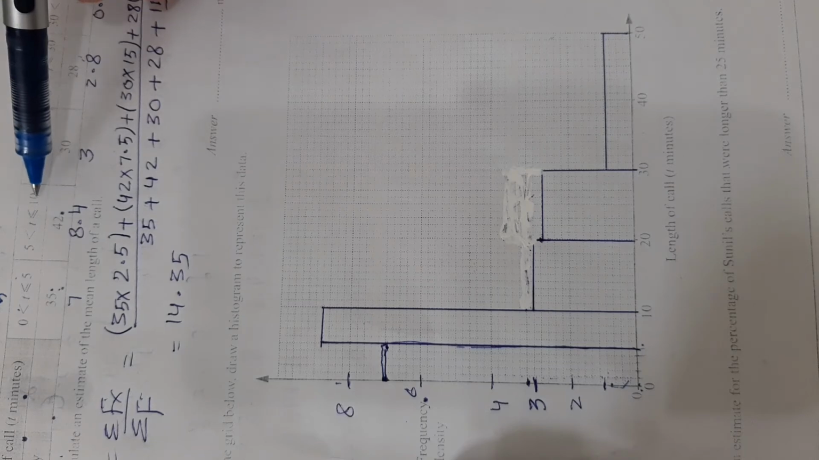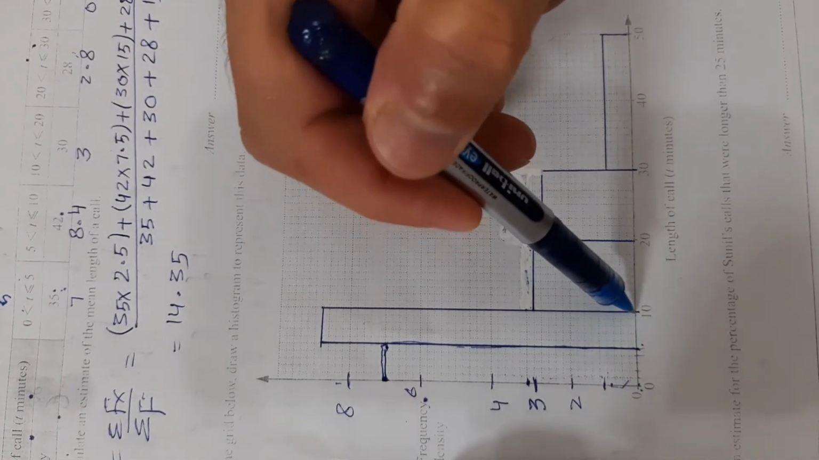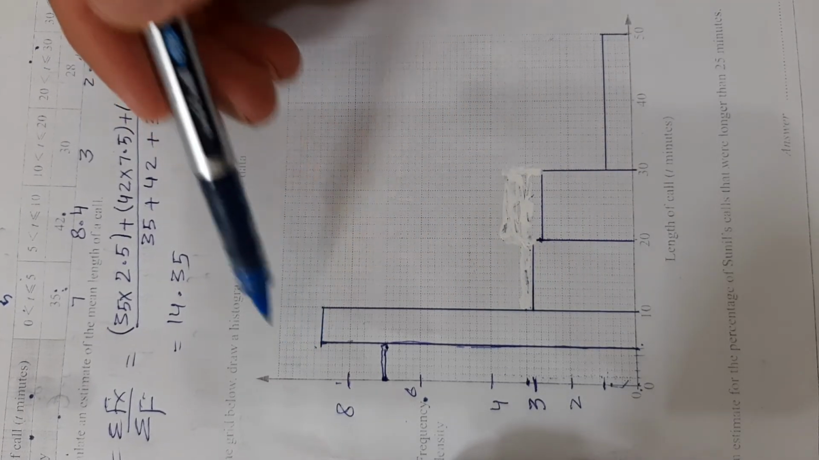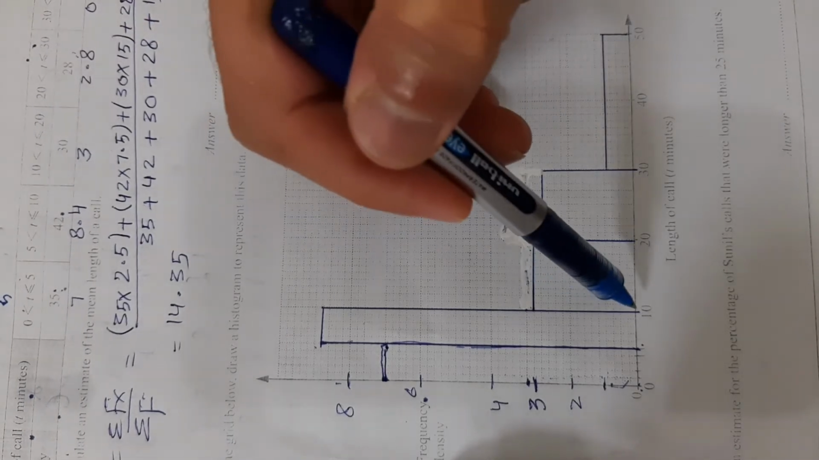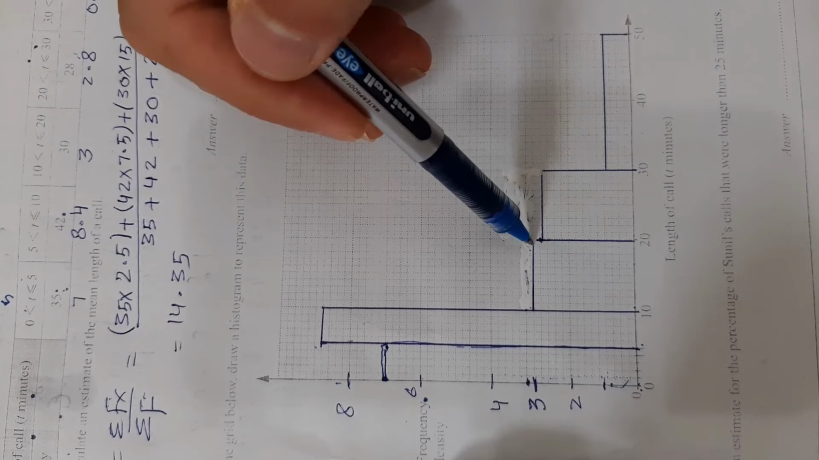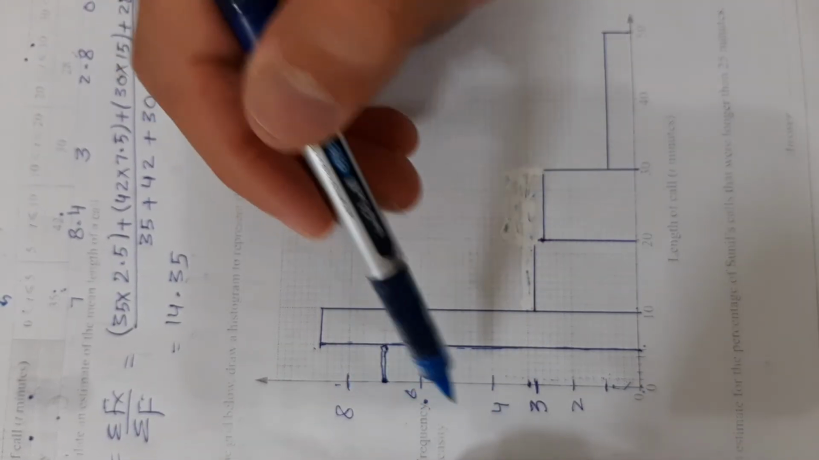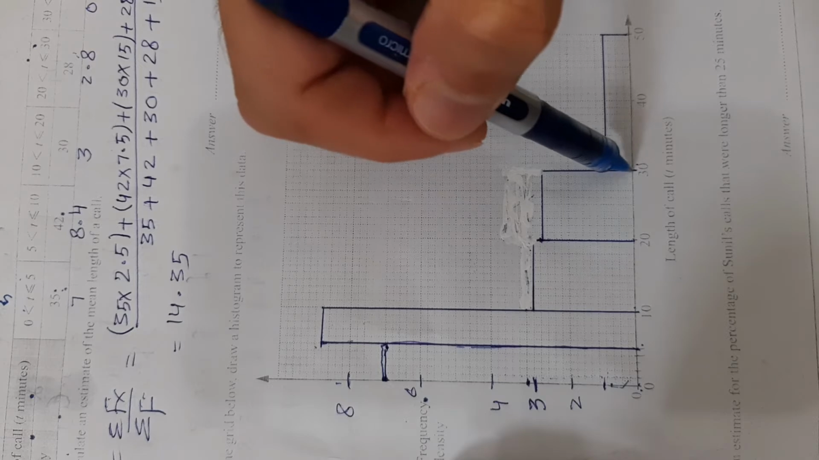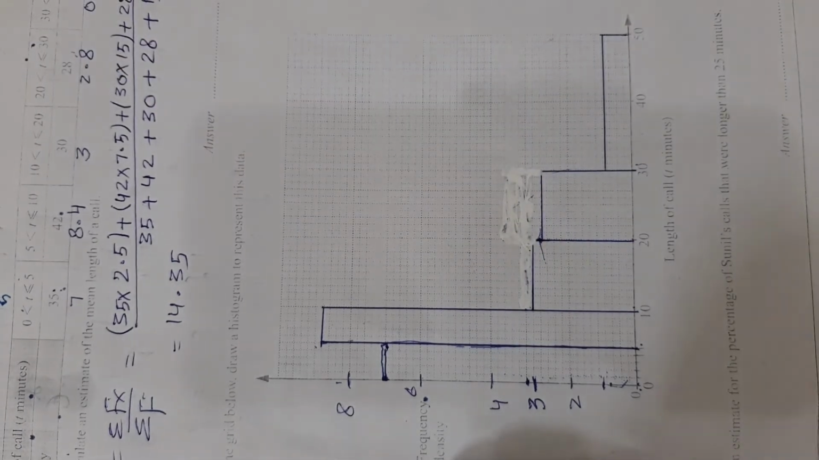From 5 to 10 we have a frequency density of 8.4. So this is 5, this is 10. So we have a frequency density of 8.4. Here you can see. Then from 10 to 20 we have a frequency density of 3. Here you can see. This is frequency density on the y-axis. For the next group, 20 to 30, we have a frequency density of 2.8. Here you can see. In this way you can complete your histogram.